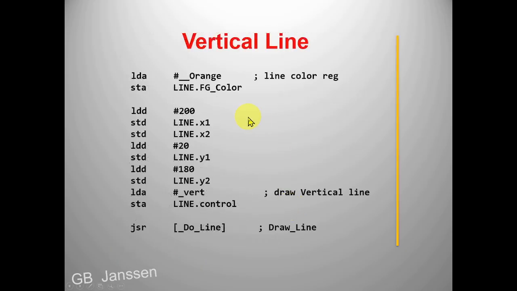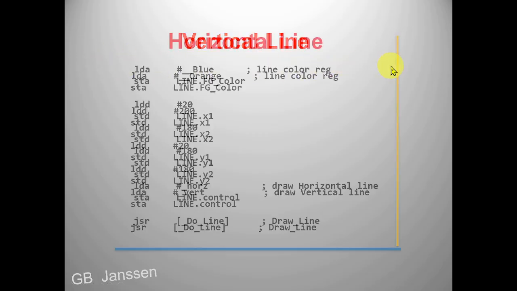Okay, to draw a vertical line. I've got an orange line over here. Now, believe me, on a Color Computer it would not look like it does on a Windows or a Mac screen, but this is just for this demonstration. So we want an orange line, and we give it the foreground color. Give it 200 for our X1 and X2 coordinates. So X1 would be 200 pixels in, starting from the left side over here. That's about 200 pixels to get there.